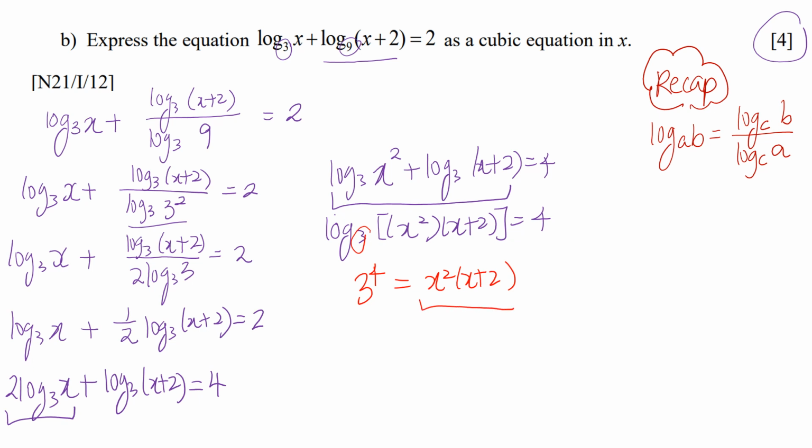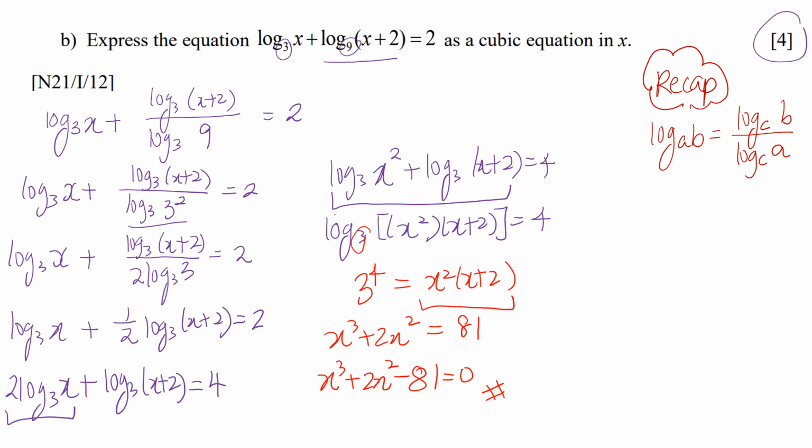Let's simplify this one to get x to the power of 3 plus 2x squared equals 3 to the power of 4, which gives you 81. If you bring everything to the left hand side, you will have x cubed plus 2x squared minus 81 equals 0. And this is the cubic equation that the question requires you to find.